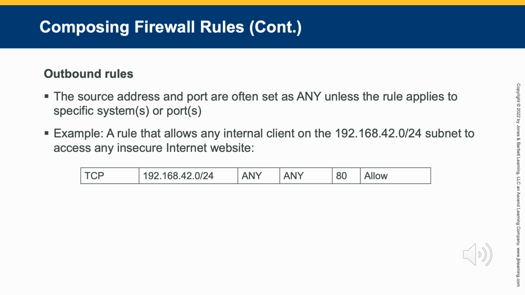Here's an example of an outbound rule. The source address and port are often set as any, unless the rule applies to specific systems or ports. The example here is a rule that allows any internal client on the 192.168.42.0 subnetwork to access any insecure internet website. So we're saying protocol TCP, any host in this network, 192.168.42.0/24, any source port, any destination address on port 80, allow.